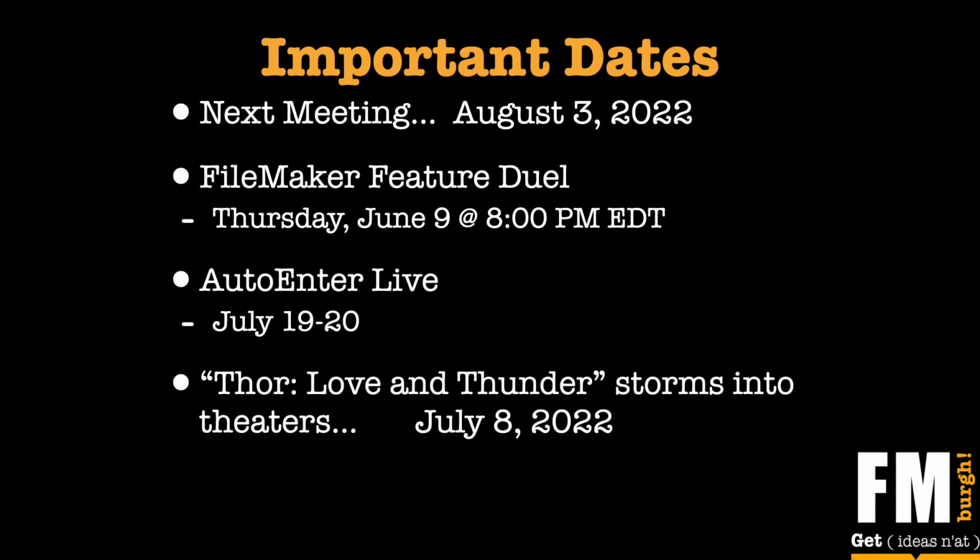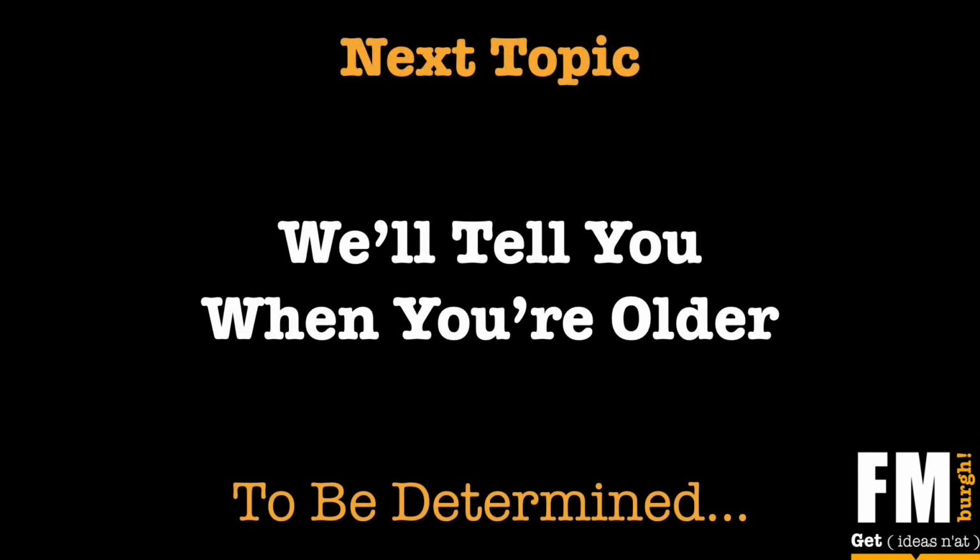Just a reminder, because we take our customary summer break, since we're always real close to the July 4th holiday, our next meeting will be on August 3rd, that first Wednesday of August. We already touched on the FileMaker Feature Duel and Auto Enter Live. And the other important date is that Thor: Love and Thunder storms into theaters on July 8th. Notice what I did there, where it storms in, because we're talking about Thor, but I may have just done that to amuse myself.